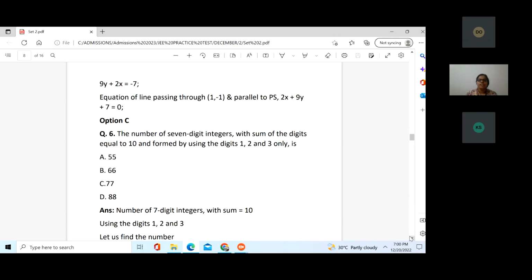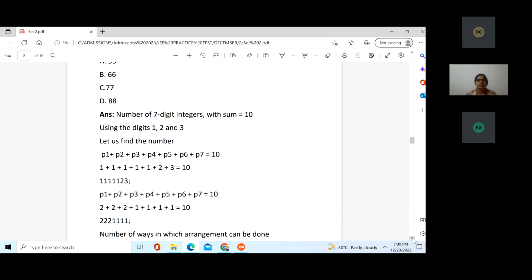So from where we will start answering this question? It's very simple logic. The number of 7-digit integers with sum equal to 10, using digits 1, 2, 3. So I'm just putting it as positions. I have P1 to P7, and the sum has to be 10. If I'm taking 5 ones, then I could take the other 2 digits as 2 and 3. So the total will be 10. So what will be the combination? It will be 1, 1, 1, 1, 1, 2, and 3.